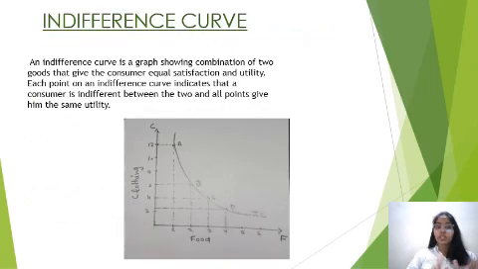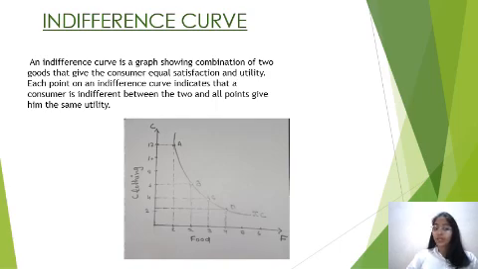The next one is the indifference curve. Basically, if I explain in simple words, an indifference curve is a curve that shows the relationship, or a combination, between two goods. You can see the definition. An indifference curve is a graph showing combinations of two goods that give the consumer equal satisfaction and utility. Each point on an indifference curve indicates that the consumer is indifferent between the two, and all points give him the same utility. So this is the indifference curve.